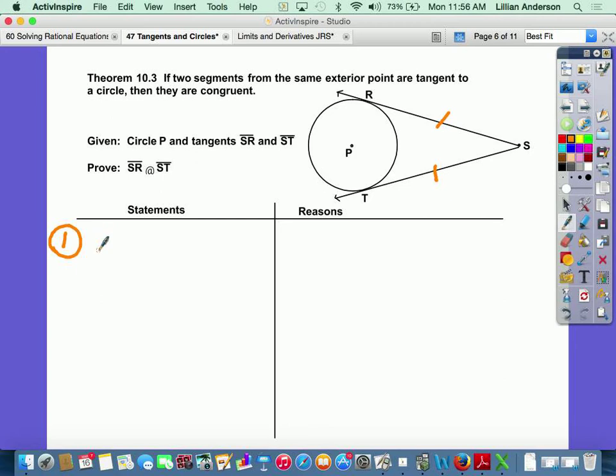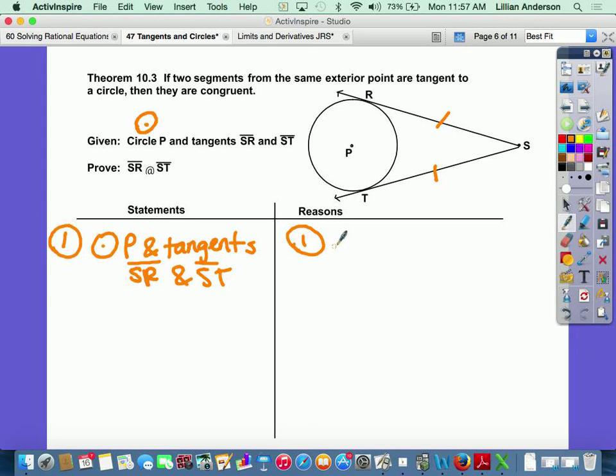The given. So circle P. You want a shortcut for circle? It is a circle with a dot in the middle. You've got to include the dot if you're going to do the symbol, okay? So, circle with a dot, P, and tangents SR and ST. Okay, we're trying to prove that those two are indeed congruent.